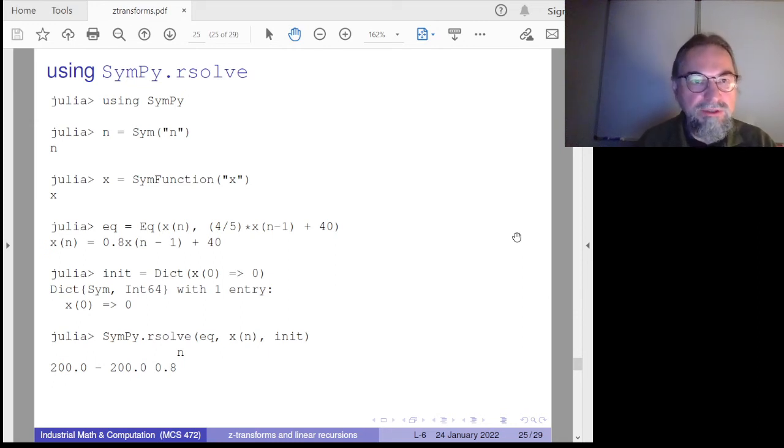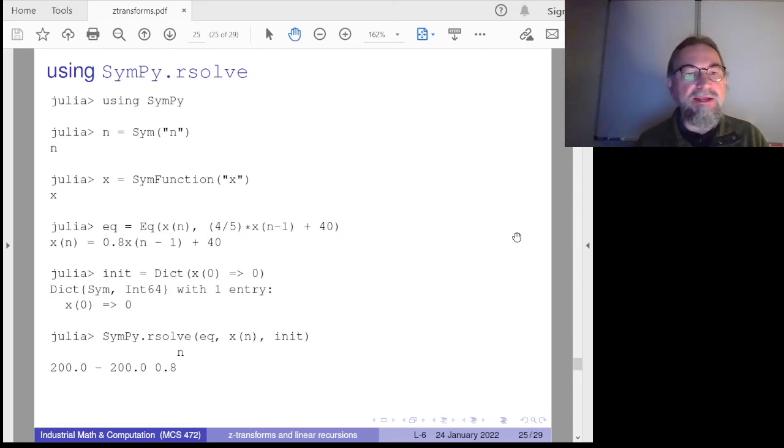So again, if you're doing this for the first time, you may have to answer yes to install the package. So I will have to declare my symbols. So n will be used as the symbol, the independent variable in my recurrence. So n is the number of each station here in my motivating problem. I will solve for a function. So I have a symbolic function, call this x.